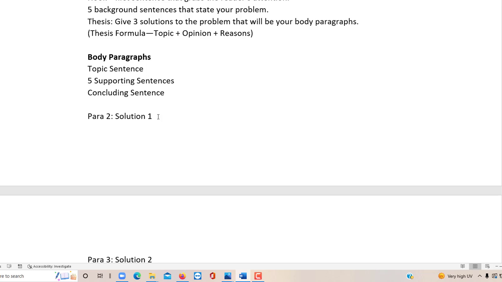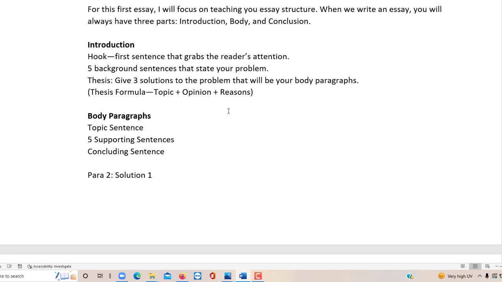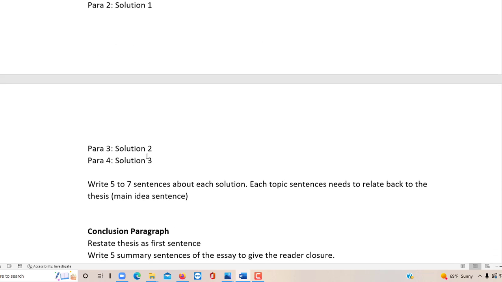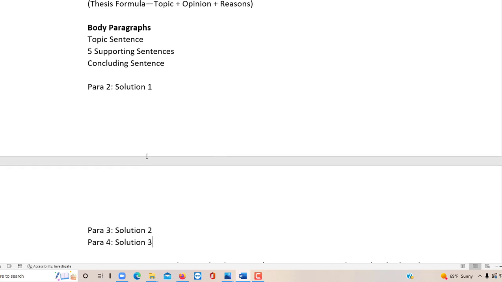You would have something like: life begins at conception. Life is a gift from God. The fetus feels pain. And those are the same 3 reasons that I used in my thesis statement. So when you have a thesis statement with matching body paragraphs, that is known as the 5-paragraph essay structure.